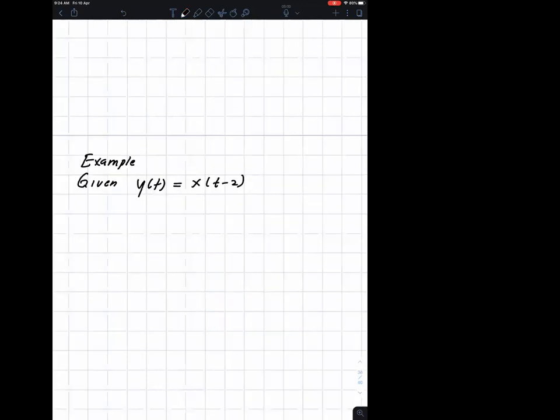If this is causal or not, let's say I put my input as 1. Then what is your y(t) going to be? Let's say t was t naught, and I'm saying that my t naught is 1. Just put a numerical number inside here and see what happens. So that is going to be 1 minus 2.